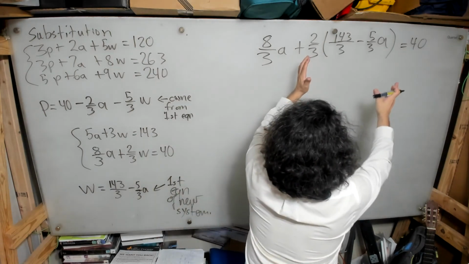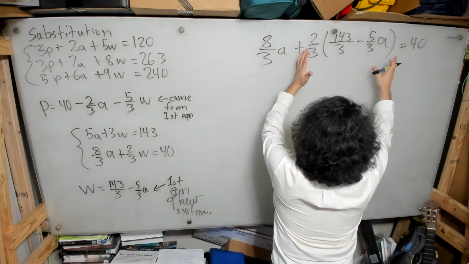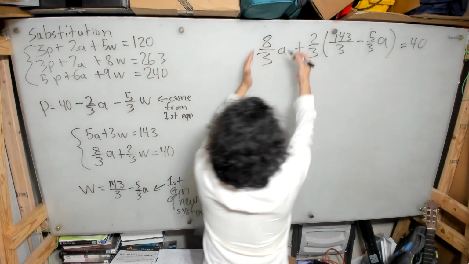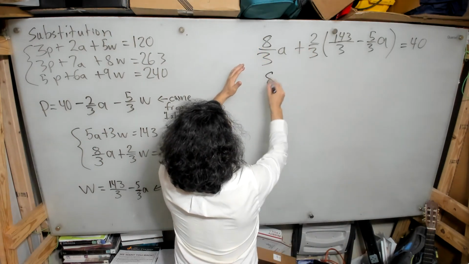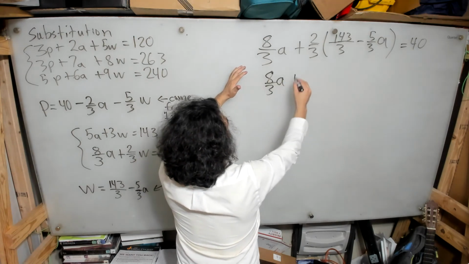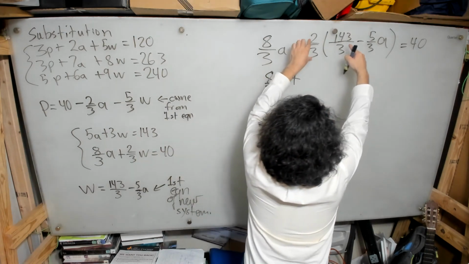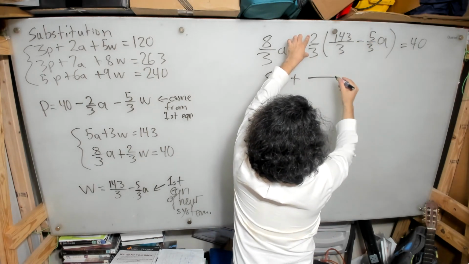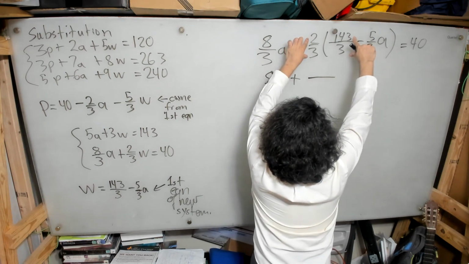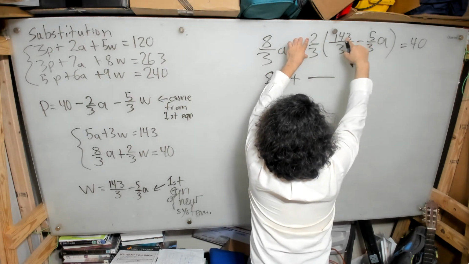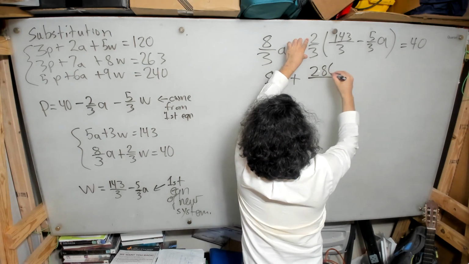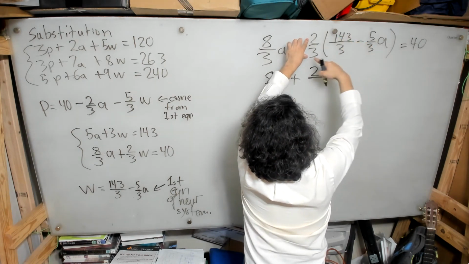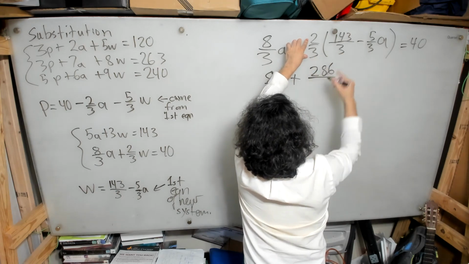So now let's look at this together. What we have to do is apply the distributive law to this expression here. So let me bring this down first. 8 over 3a plus, here I'm going to multiply these two fractions first. 2/3 times 143 over 3. When I multiply fractions, the product will be the product of the numerators. So 2 times 143 will be 286. And the denominator is the product of the denominators, so 3 times 3, which will be 9.